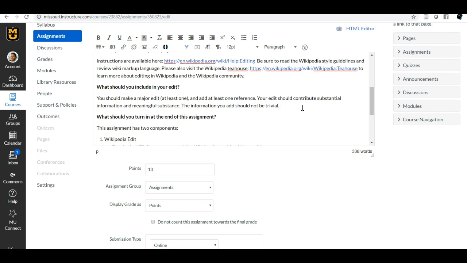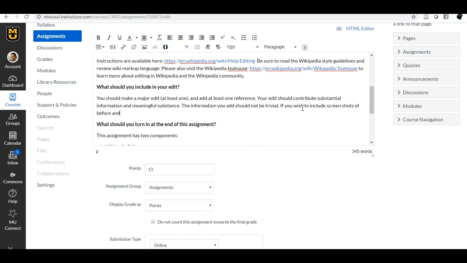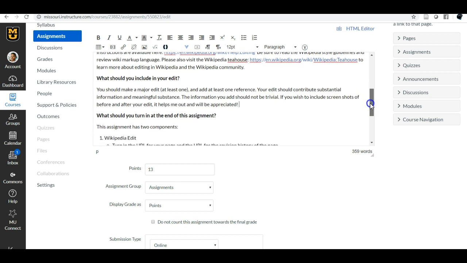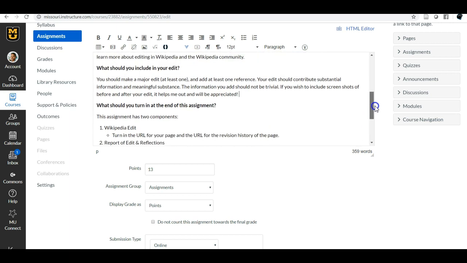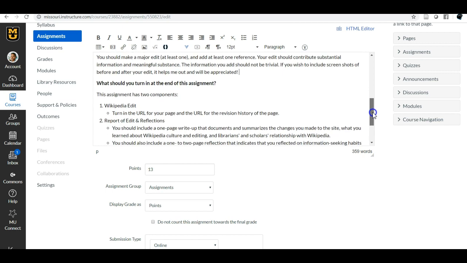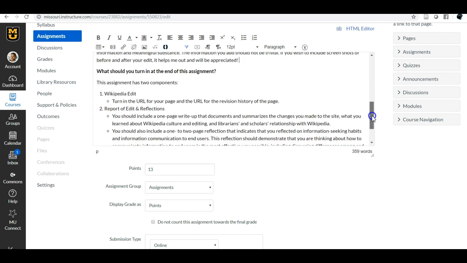So I am going to add, if you wish to include screenshots of before and after your edit, it helps me out and will be appreciated. So I am not requiring that. I might start requiring it next semester, but I definitely want to note that language and put that language in there. What should you turn in at the end of the assignment?